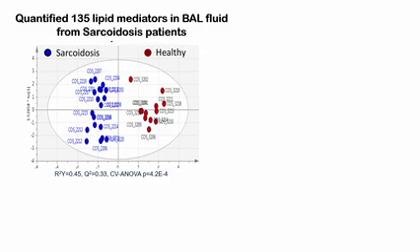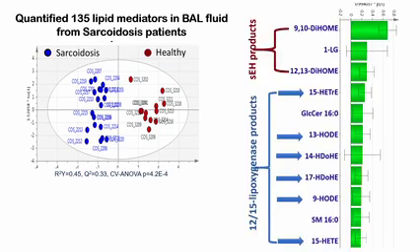Here's another fun example from my own group. We're looking at lipid mediators in bronchial lavage fluid, or bowel fluid, from sarcoidosis patients. 135 compounds are put into a multivariate plot that you see here. We say, great, we can pull apart sarcoidosis and healthy individuals. And here is the loadings plot.